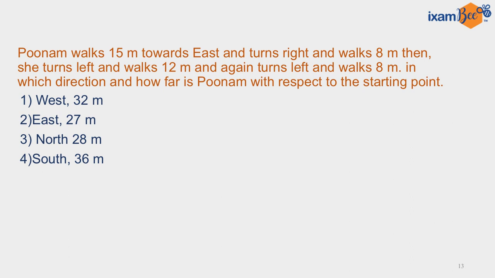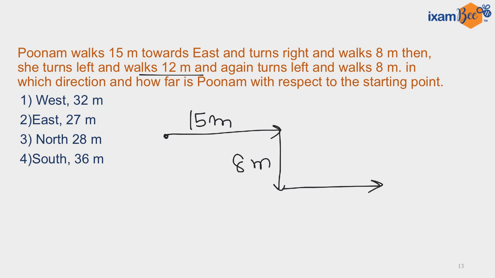In the next question, Poonam walks 15 meters towards the east direction. So if this is the starting point of Poonam, Poonam walks 15 meters towards the east direction. Turns right and walks 8 meters. So she turned right and walked 8 meters. Then she turned left and walked 12 meters. So this is the left direction and she walked 12 meters.